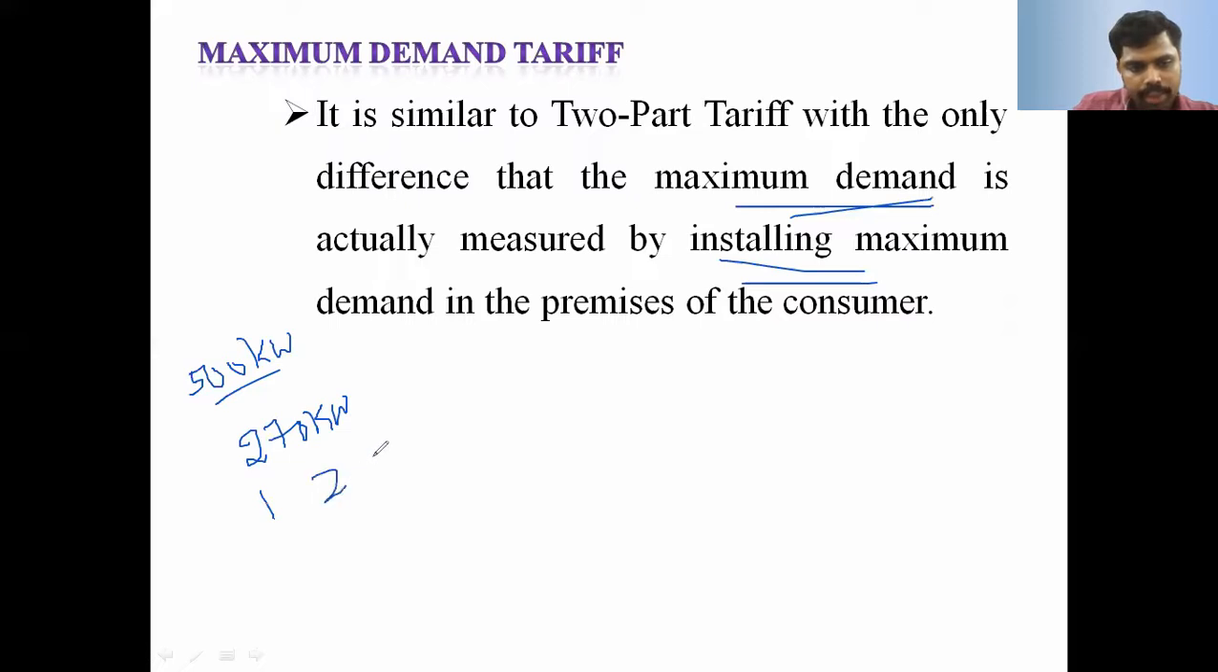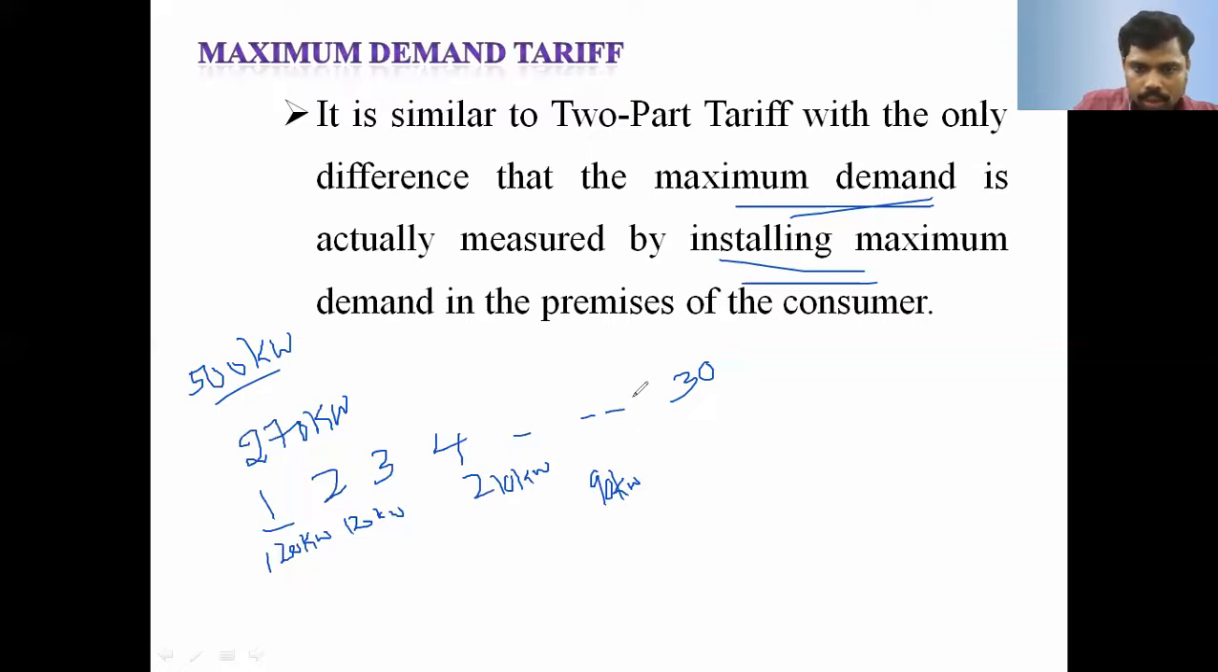In a month, for example, you can take day 1, day 2, day 3, so on up to day 30. The first day, the load they utilized is 120 kilowatt. The second day, they utilized 120 kilowatt. On the fourth day, they utilized 210 kilowatt. Again, on the sixth day, they utilized only 90 kilowatt. But on the 20th day, they utilized 268 kilowatt. And on the 30th day, they utilized 270 kilowatt. In our home appliances also, we can measure this clearly.